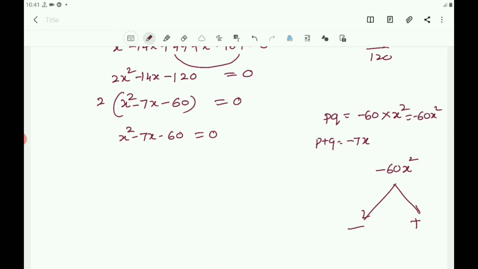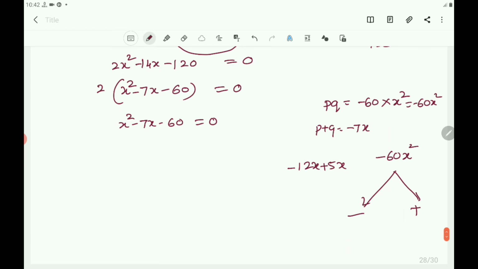And in which table is 60 there? You know that 6 tens are 60, 12 fives are 60. So here which is required? You can have that 12 and 5. The difference of 12 and 5 is 7. So you take minus 12x plus 5x. Minus 12x plus 5x is minus 7x, and their product, minus 12x and 5x, is minus 60x square. So you take the factors minus 12x and plus 5x.